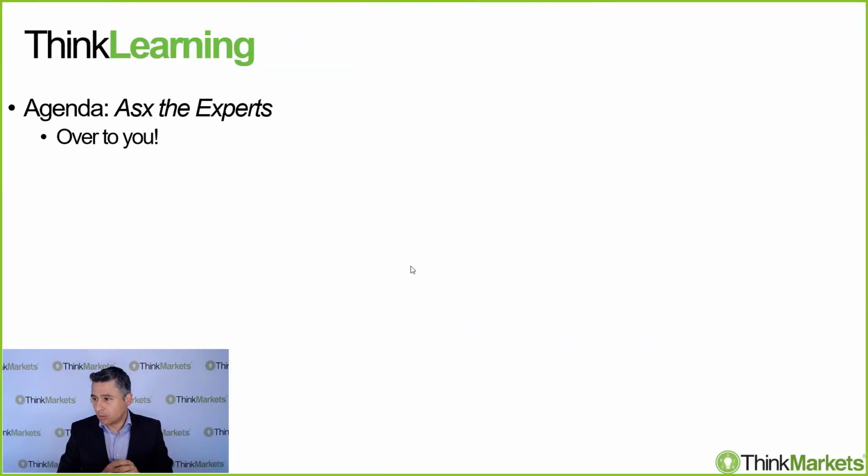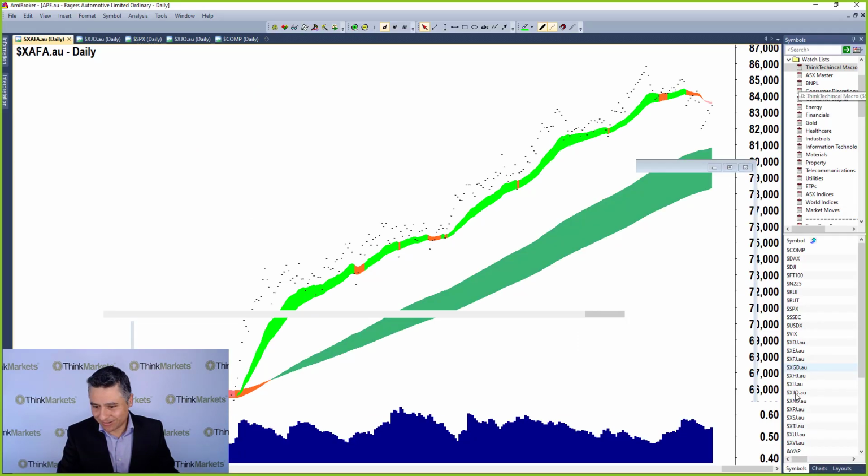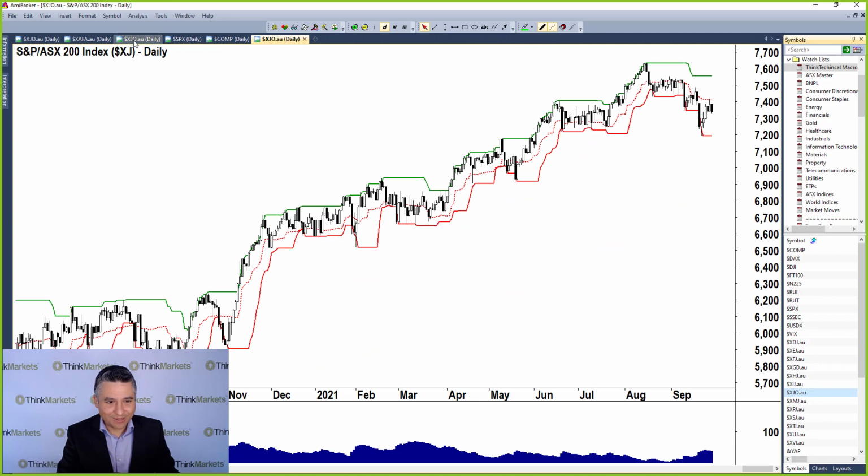I'll throw over to you, and I'll have a look at anything in your portfolio you'd like me to look at, or anything you're thinking of adding to that portfolio. Over to you. I've got a bunch of items already coming through. Let's have a quick look at the ASX200. Click on that one and we'll go over here.